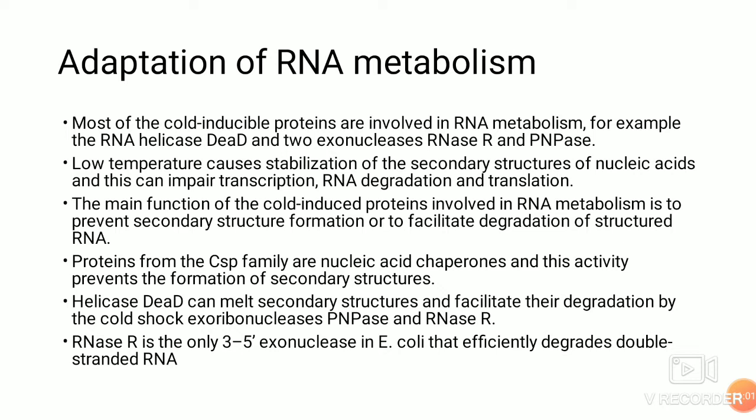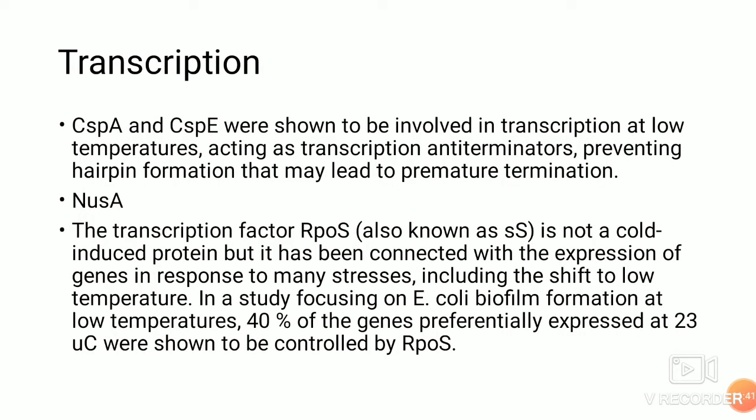The majority of these cold induced genes encode the proteins I mentioned, the cold shock protein CSP family. They also bind to DNA and help in transcription. Apart from that, they help in maintenance of chromosomal structure. If you express these kinds of proteins in plants, they help chromosome folding. Two of the important proteins are CSPA and CSPE, which are shown to be involved in transcription at low temperature, acting as transcriptional anti-terminators, preventing hairpin formation that may lead to premature termination. One more example of an anti-terminator protein expressed under cold stress is NusA.